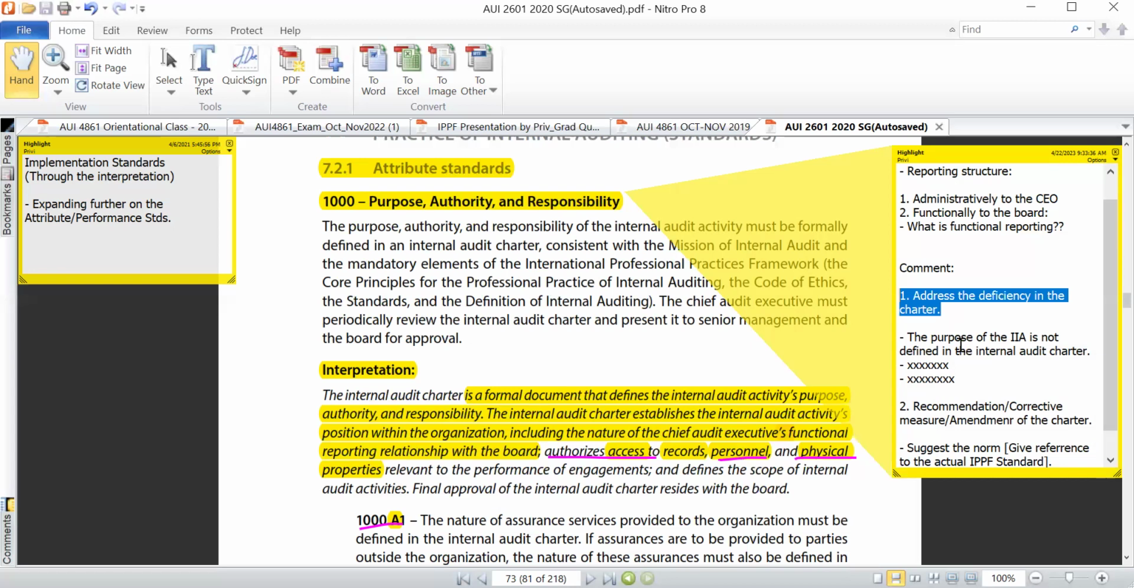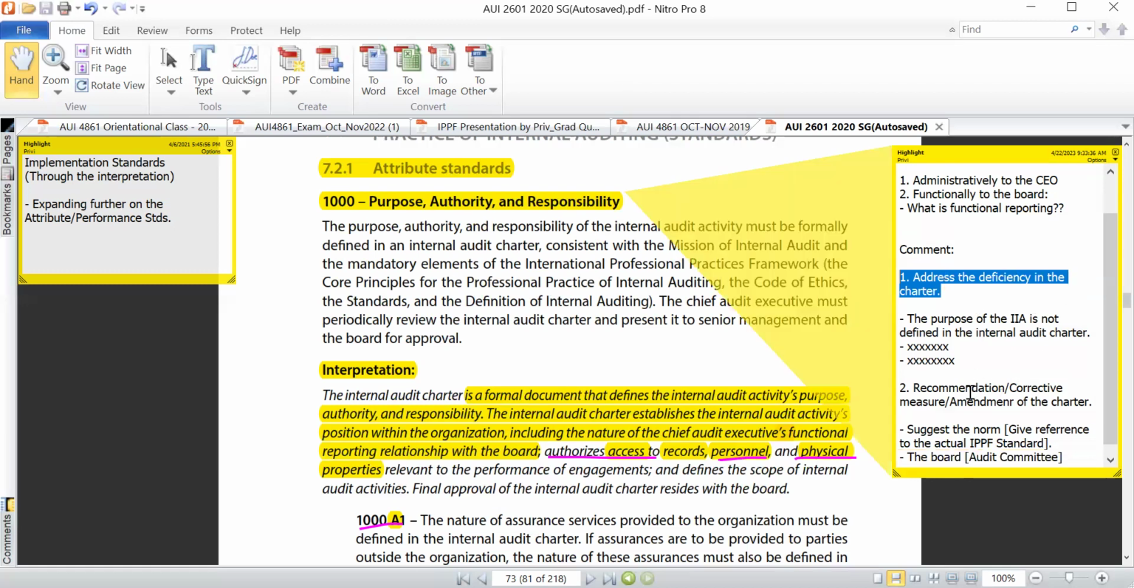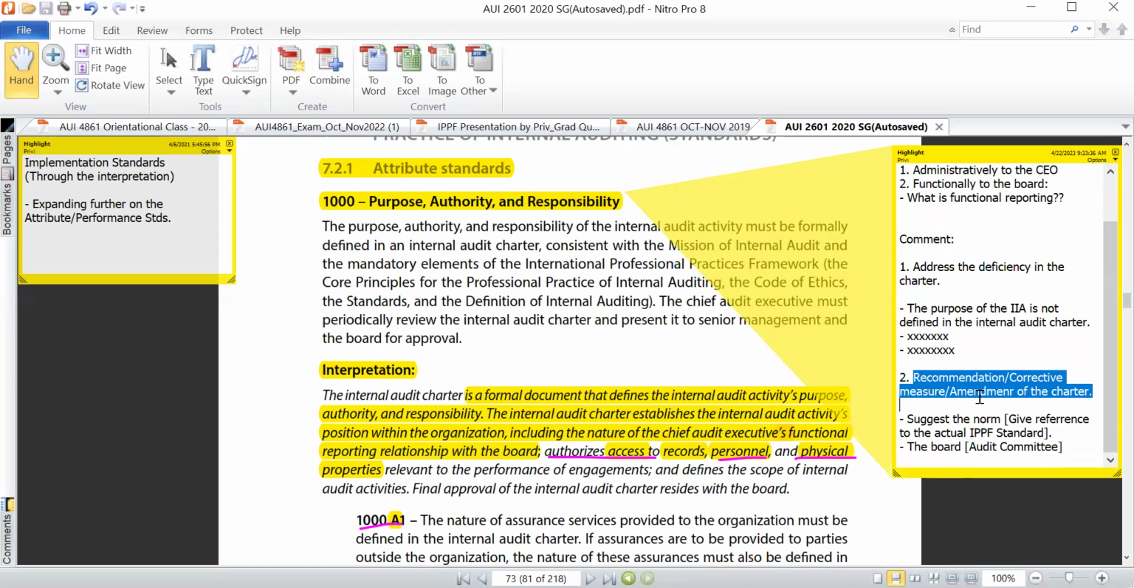If the purpose of the internal audit activity is not defined, the same thing is true if the authority and the responsibility of the internal audit function are not described in the charter. That alone is a deficiency, right? Why are we saying that it's a deficiency? Because it hinders the internal audit activity from performing up to standard or performing its responsibility to the fullest as it ought to, right? Besides addressing the deficiency in the charter, they would ask you to recommend corrective measures or amend the charter that has been presented to you. In this case, this is where you suggest the norm, the blueprint, the narrative that ought to be in place. How do you do so? By giving references to the actual IPPF standard.